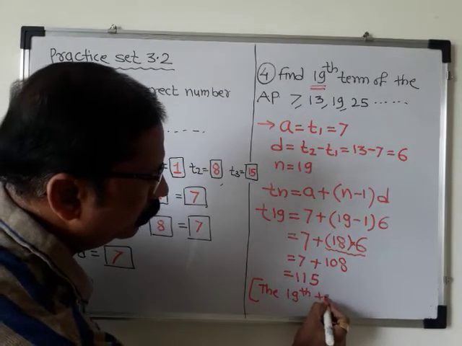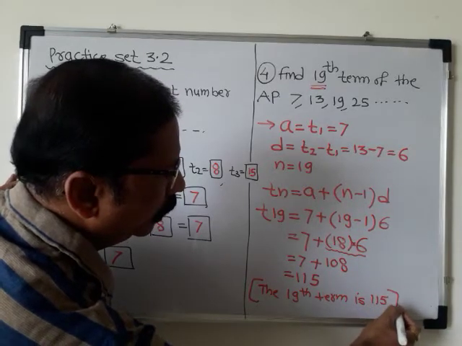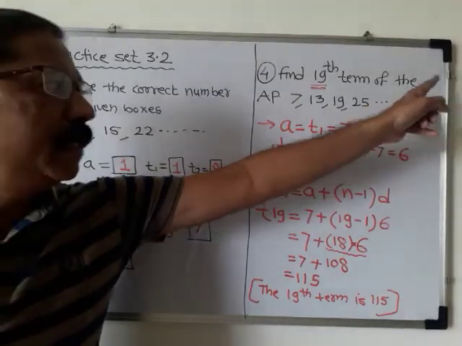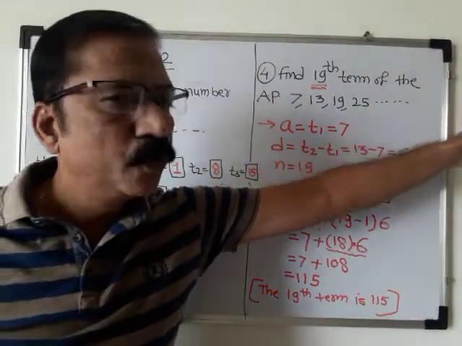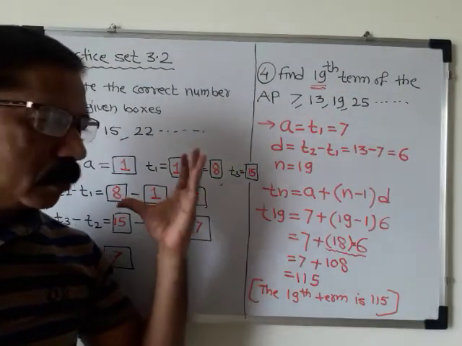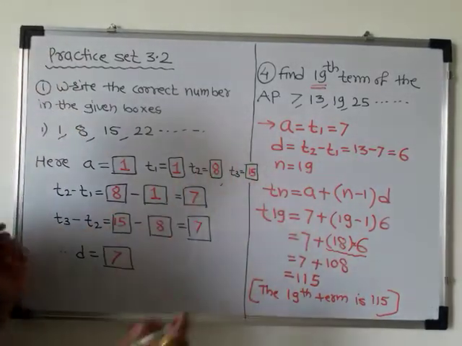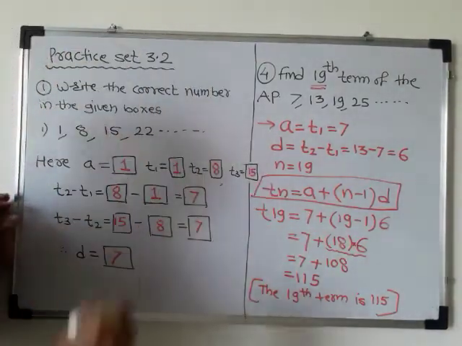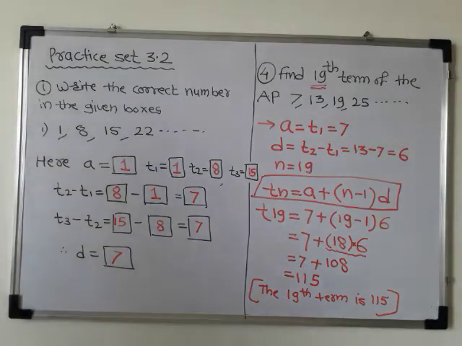The 19th term is 115. Bracket complete. So this is the first term, second, third, fourth, like that cumulatively, the 19th term will be 115. Instead of oral calculation, it will take more time. So directly you can find the 19th term with the help of this formula of nth term. So this is the application of this formula.